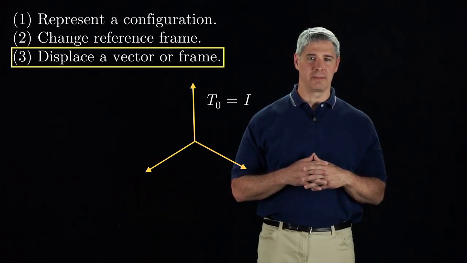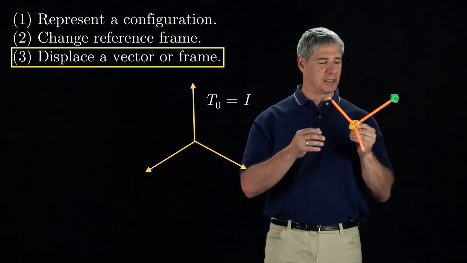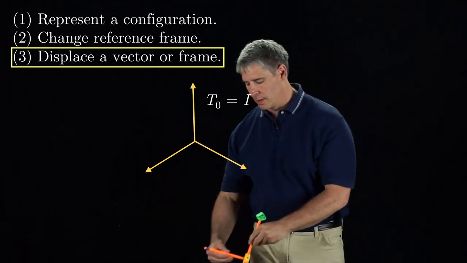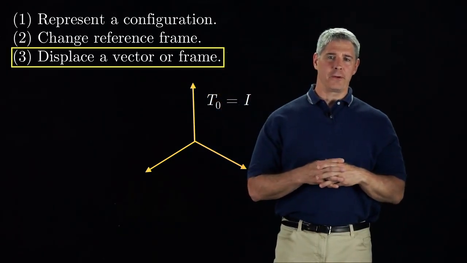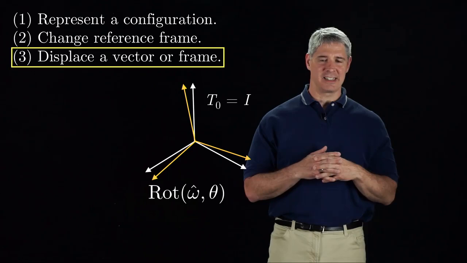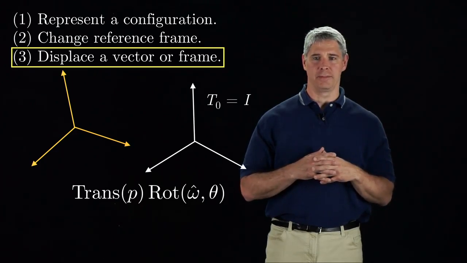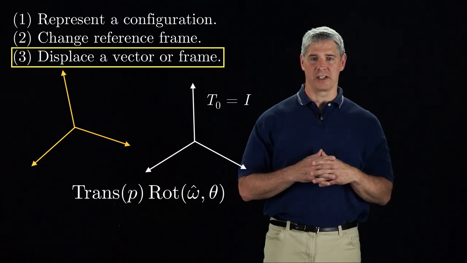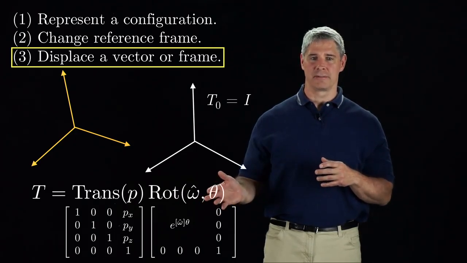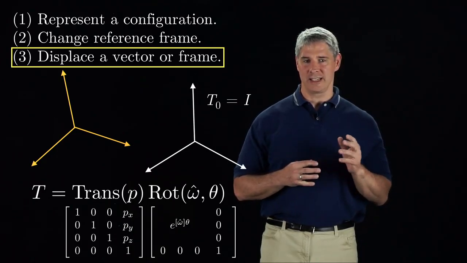Finally, a transformation matrix can be used to displace a point or a frame. Consider the fact that any configuration can be achieved from an initial configuration by first rotating and then translating. In this animation, a frame initially at the 0 orientation rotates about a fixed axis omega hat, a distance theta. It then translates according to the vector p, which is expressed in the coordinates of the initial frame T0. Its final configuration is given by T, where the translation and rotation operators are expressed by these matrices.